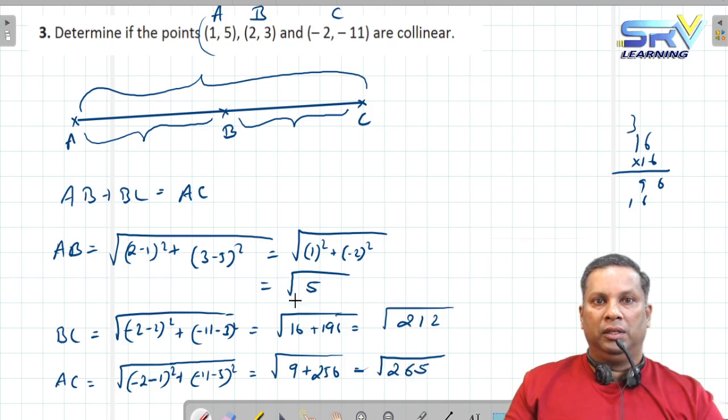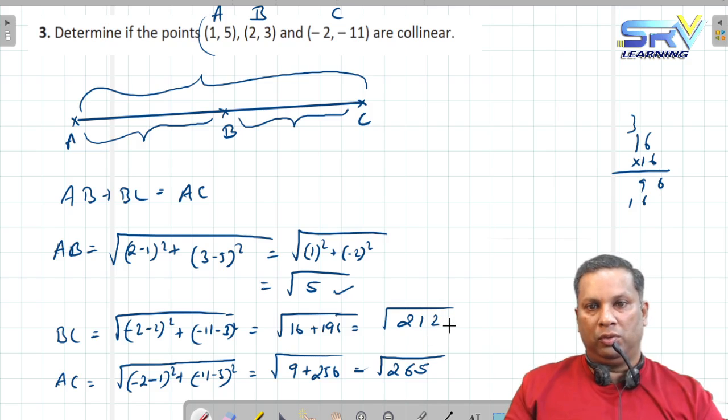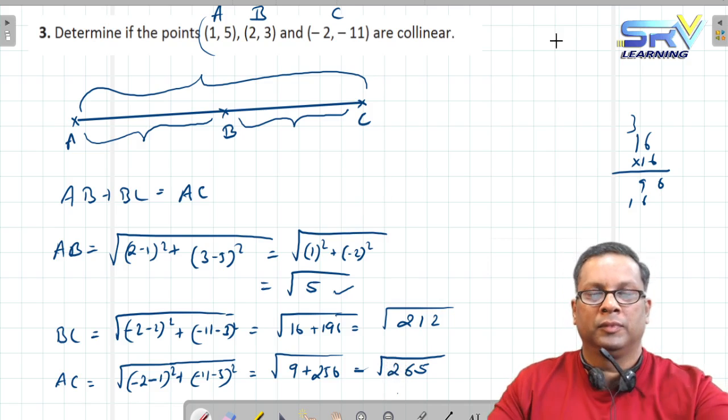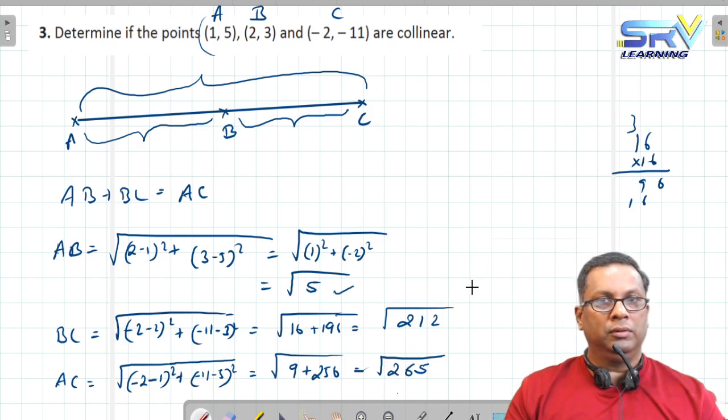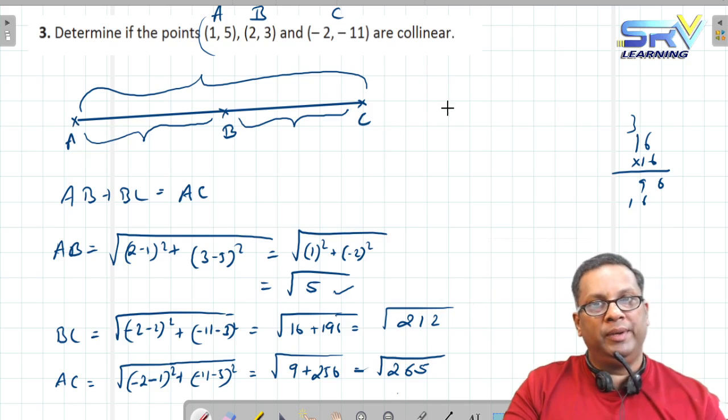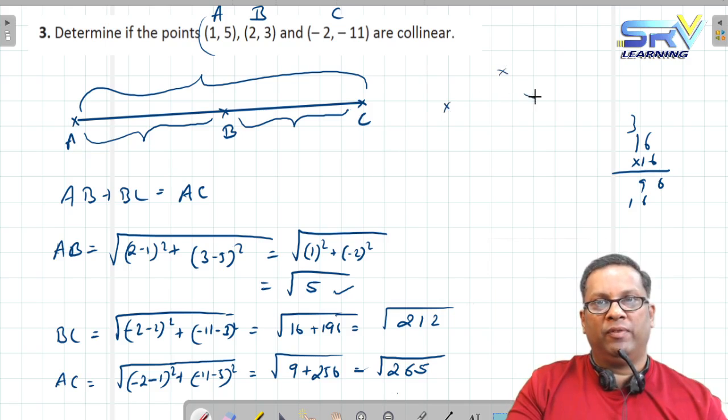Now, is root 5 plus root of 212 equal to root of 265? No, isn't it? So they are not collinear. Okay. So we now know that ABC are not collinear. So what will ABC be? ABC will be forming a triangle with A, B and C.